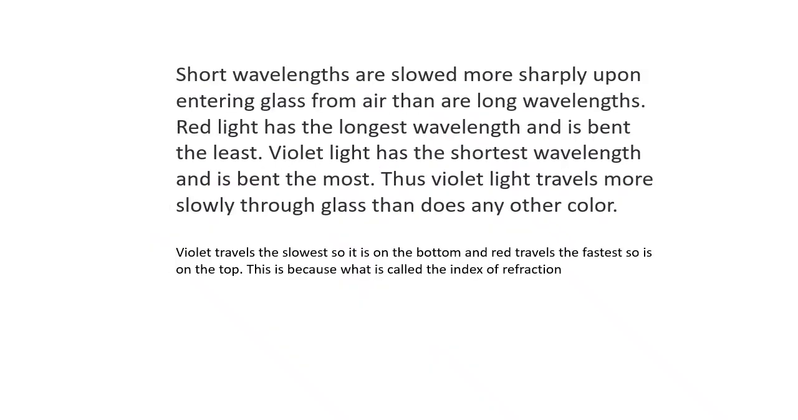Short wavelengths are slowed more sharply upon entering glass from air than are long wavelengths. For example, red light has the longest wavelength and is bent the least. Violet is the short wavelength and it is bent the most. So violet light travels more slowly through glass than does any other color. Violet travels the slowest, so it is on the bottom, and red travels the fastest, so it is on the top.